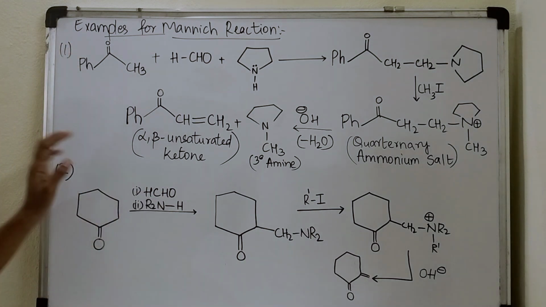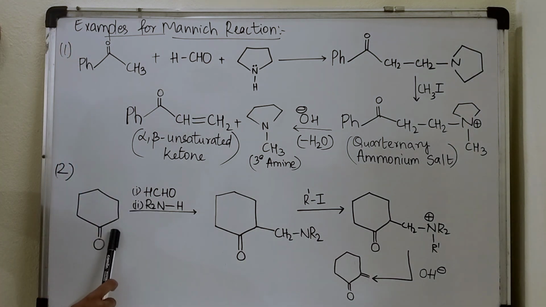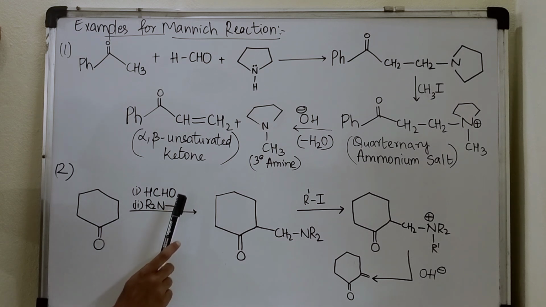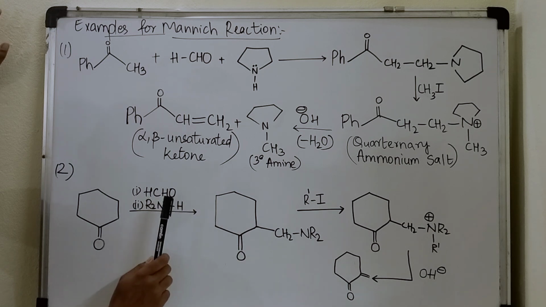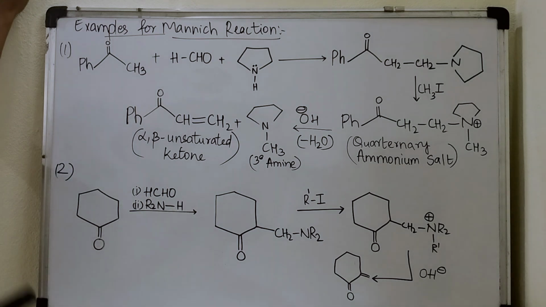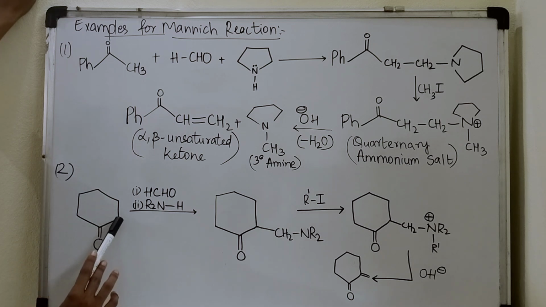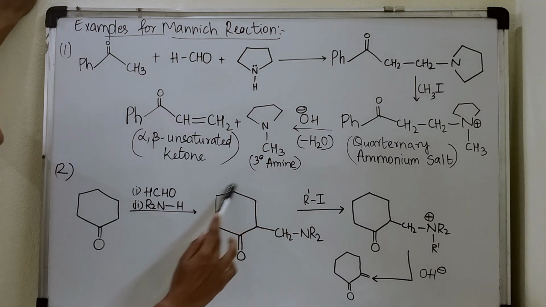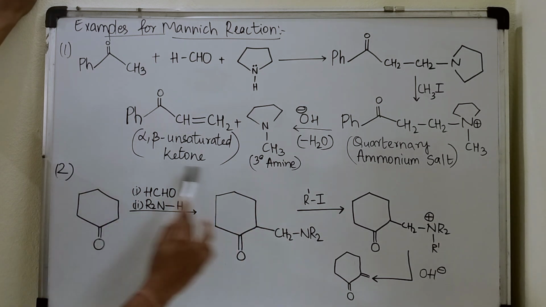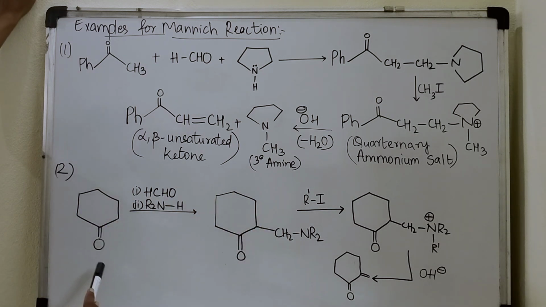Now we will be seeing another example where cyclohexanone will react with formaldehyde as well as a secondary amine. So in the Mannich reaction, first the formation of the iminium ion takes place. Formaldehyde reacts with the secondary amine to form the iminium ion. That iminium ion will undergo resonance to form a positive charge on the carbon atom. That positively charged carbon compound reacts at the active CH site giving us the beta amino carbonyl compound. This is the beta amino carbonyl compound, and till here the reaction is the Mannich reaction.